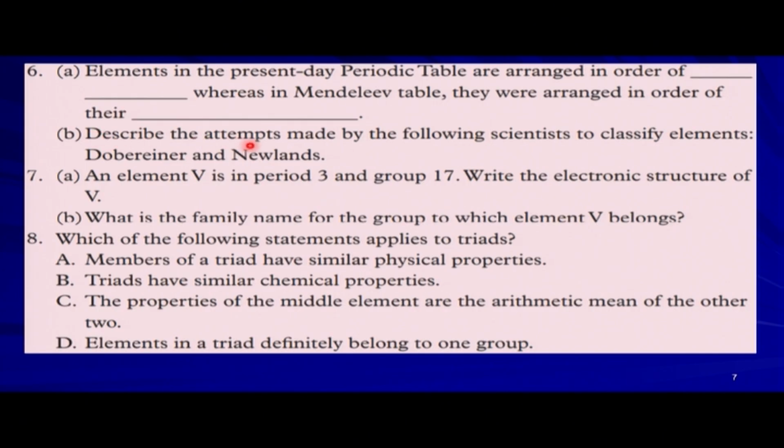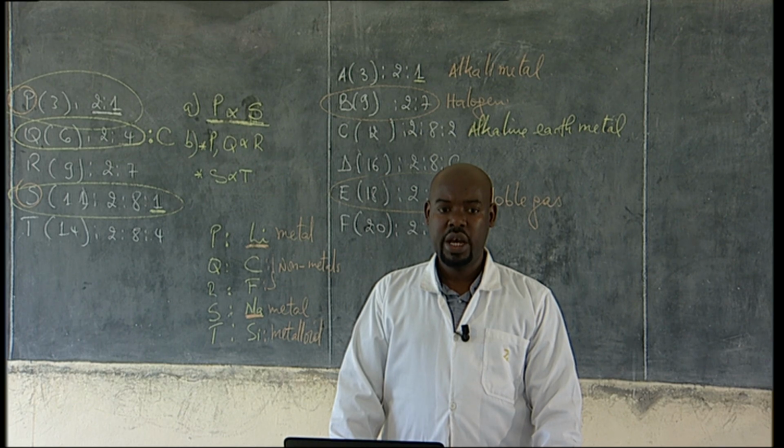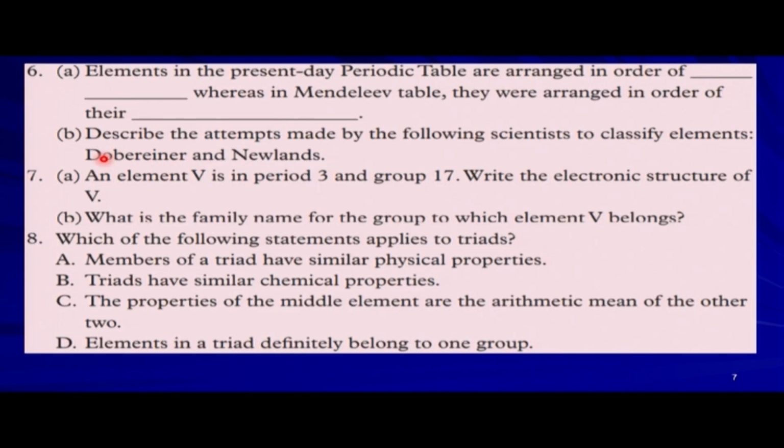B, describe the attempts made by the following scientists to classify elements. Döbereiner and Newlands. Döbereiner used triads, a set of 3 elements which have similar properties, whereby the element between the 2 others has almost the average of the properties of those 2 elements. And Newlands classified elements in octaves, sets of 8 elements, so that the first and the eighth elements could show similar properties.